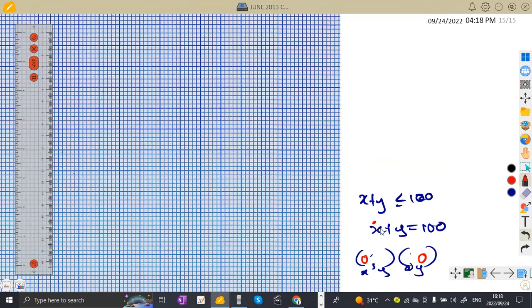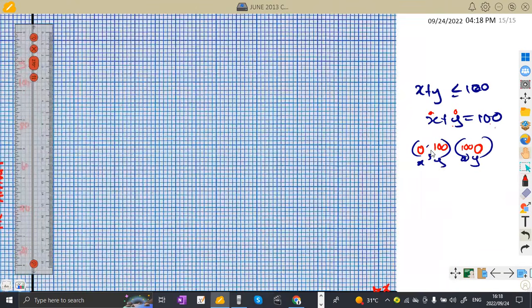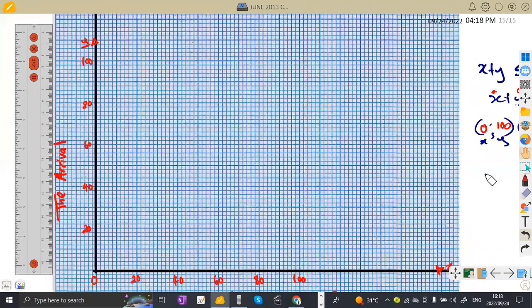So when X is equal to 0 here, Y is equal to 100. When Y is equal to 0 here, X is equal to what? X is equal to 100. So these are the 2 points that we're going to mark: 0, 100 and 100, 0. Okay, so we've got 0 here versus 100. At this point, you mark your points 0, 100 and 100, 0.